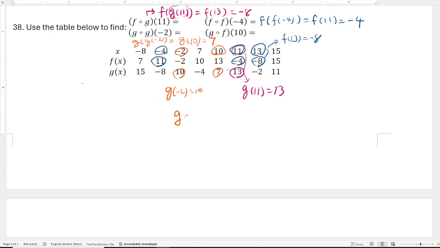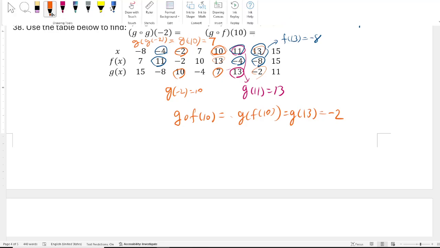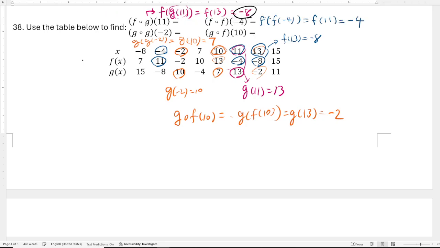Okay, lastly, g of f of 10 is going to be g of f of 10. And you can read from here that f of 10 is 13. So g of 13. G of 13 is -2. So those are the answers. -8, -4, 7, and -2.